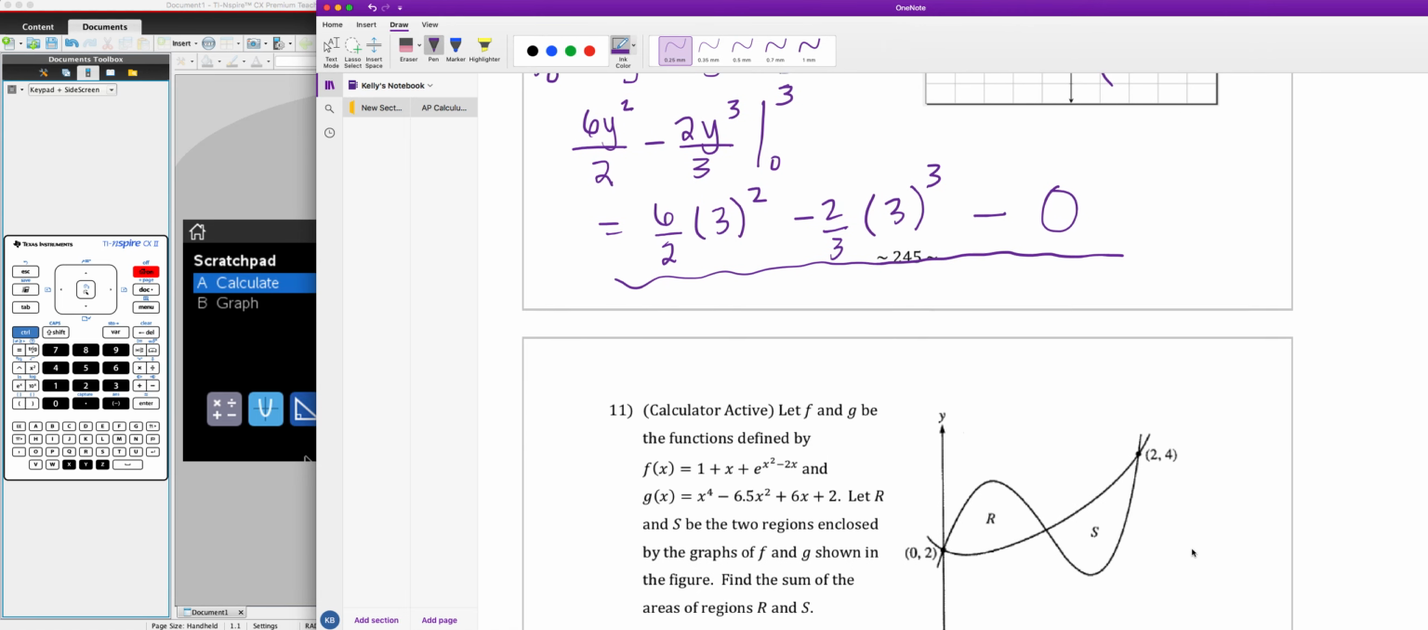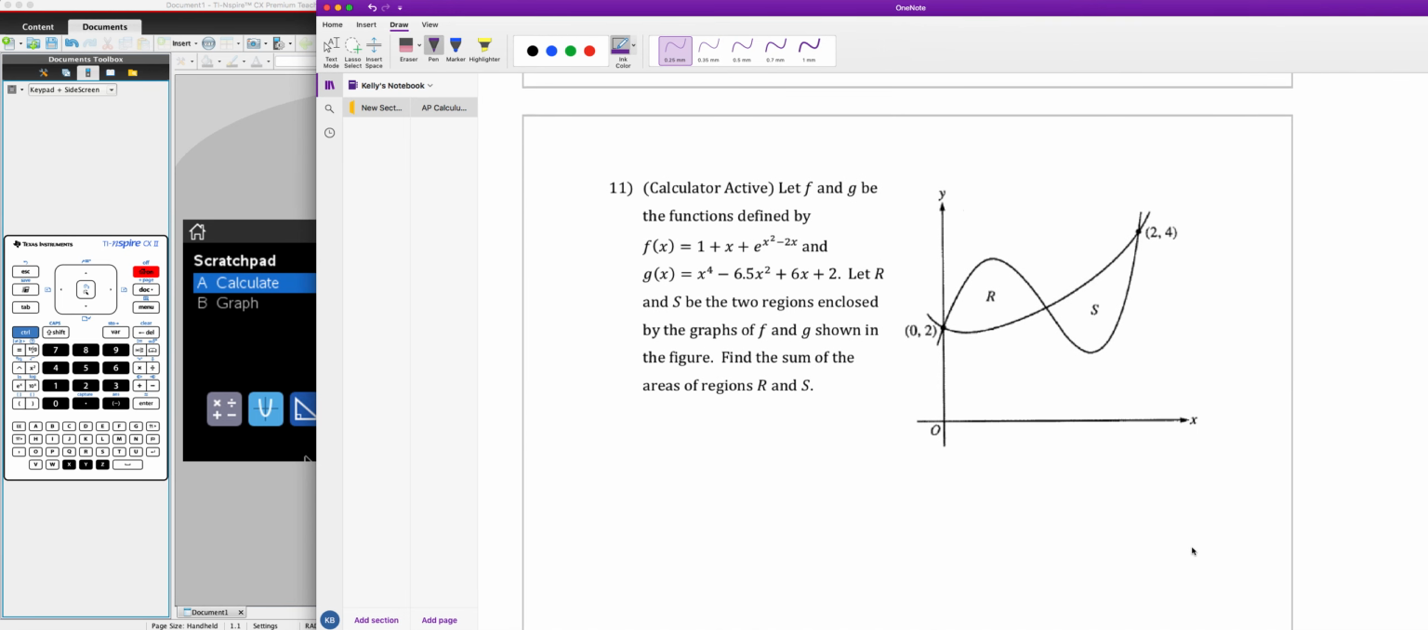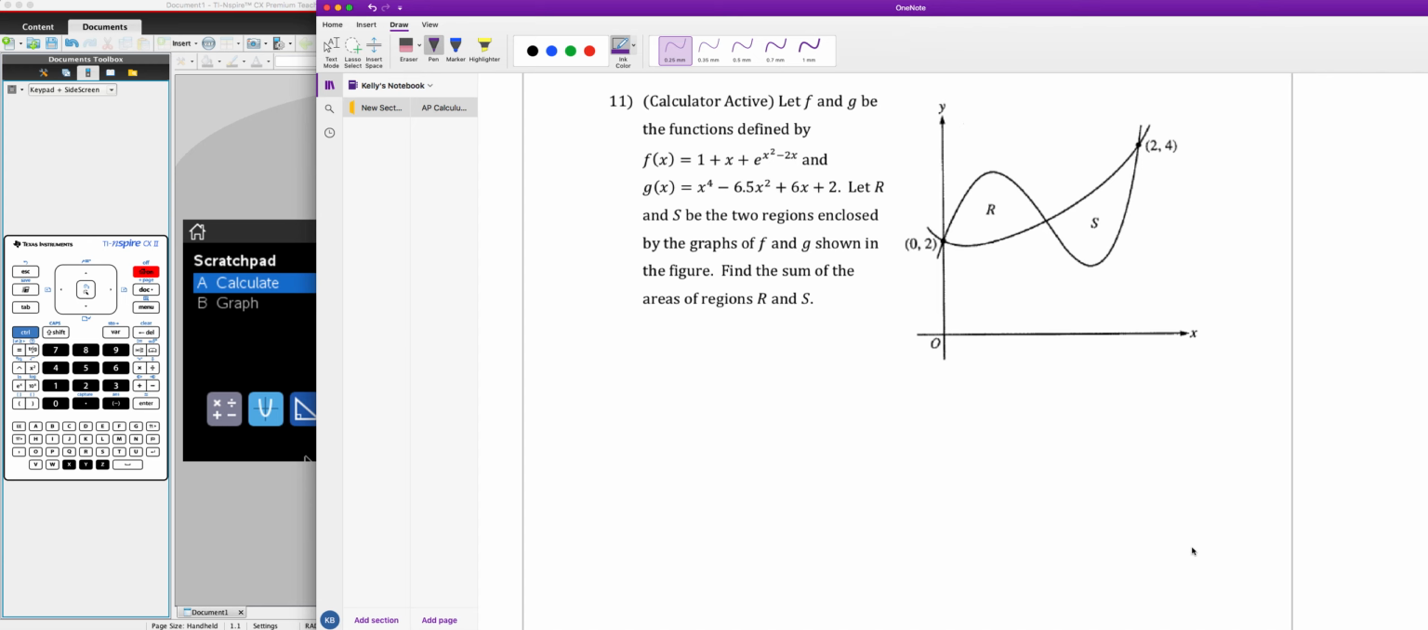Okay, we're going to shift gears a little bit and go to a calculator active problem. So if you do not have your calculator in front of you right now, why don't you pause the video and take that calculator out.